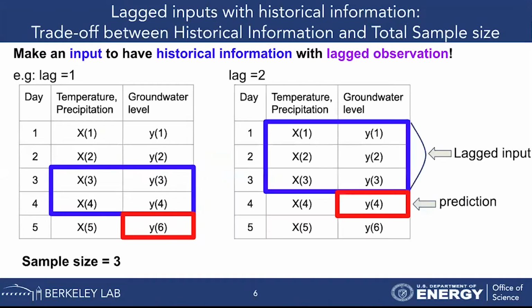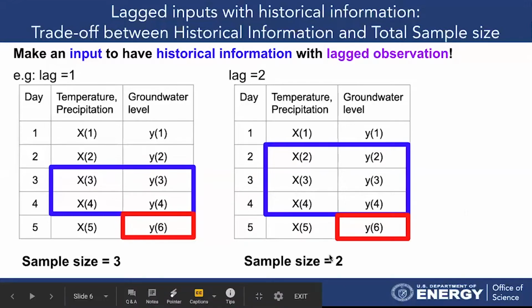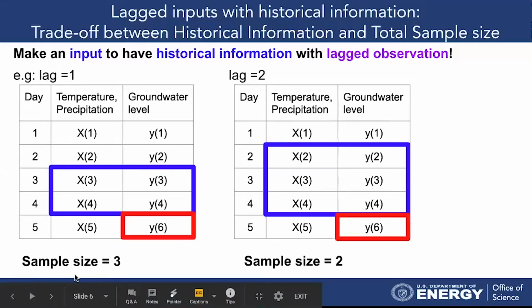If we change the lag to 2, on the current day, we are going to use 2 days ago historical information to predict the next day. It means that we are going to have a total of 2 input samples for our neural network. But here, as you can see, there is a trade-off between historical information and the number of input samples. For example, if we have a larger lag, one input has more historical information, but we are going to have only 2 samples. If we reduce the lag, we have less historical information in one input, but we can have more input samples, 3.